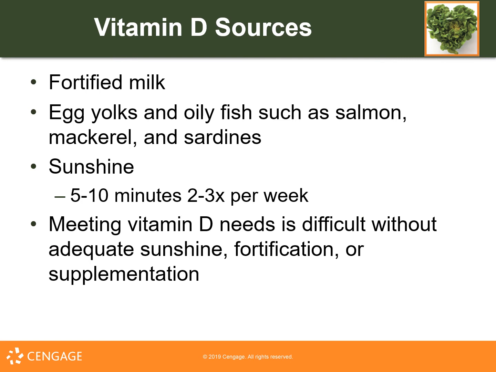Vitamin D sources. Few foods contain vitamin D naturally, but the body can make some with sunshine. Fortified milk is a good source. The best natural sources include egg yolks and oily fish such as salmon, mackerel, and sardines. Sunshine: about 5 to 10 minutes, 2 to 3 times a week. Of note, you cannot get toxicity from sunlight. Meeting vitamin D needs is difficult without adequate sunshine, fortification, or supplementation.